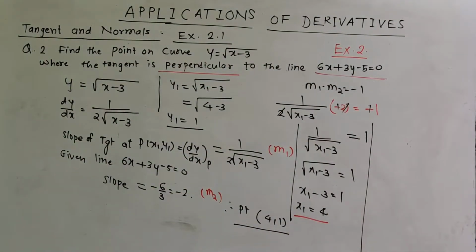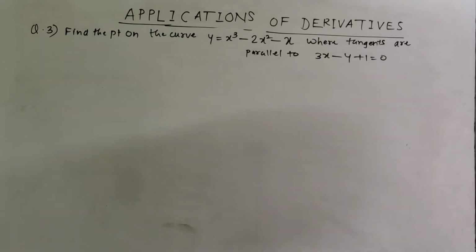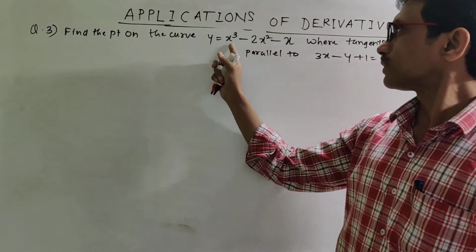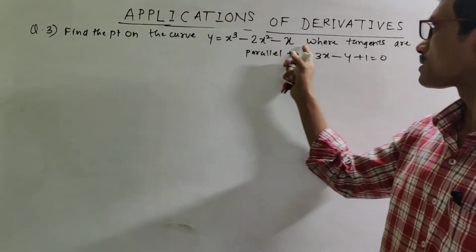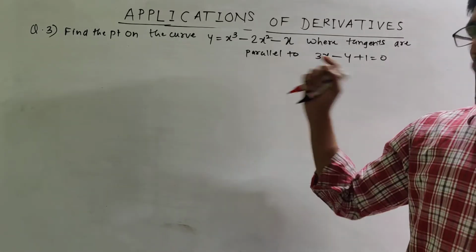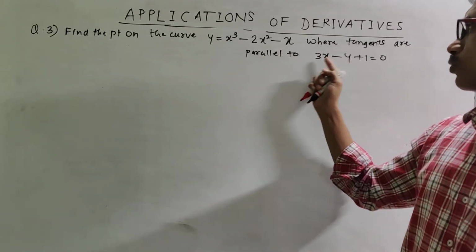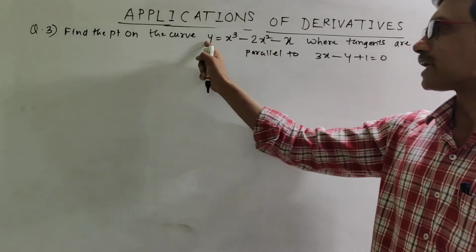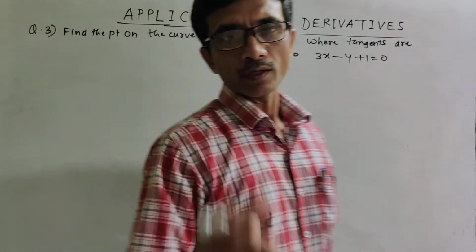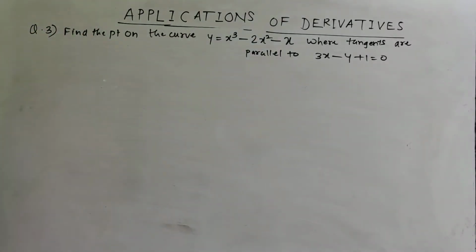Now let us see question number 3. Find the point on the curve y is equal to x cube minus 2x square minus x, where the tangents are parallel to this line. Tangent parallel to this line means the slope of the given line and the slope of the tangent to this curve will be equal. So we find the points on the curve.